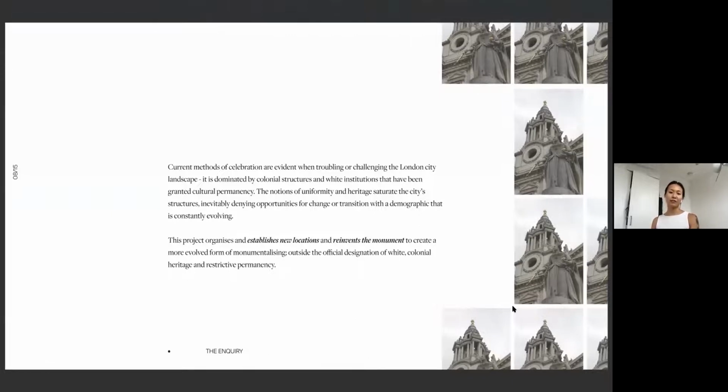When I was traveling through and challenging the London city landscape, it was obvious that the dominant ways of celebration were restricted to colonial structures and white institutions, and they had a really cultural permanency to them. The notions of uniformity and heritage somehow saturated the city, so it was inevitably denying opportunities for change, and that was failing a demographic that had obviously evolved past a single white identity.